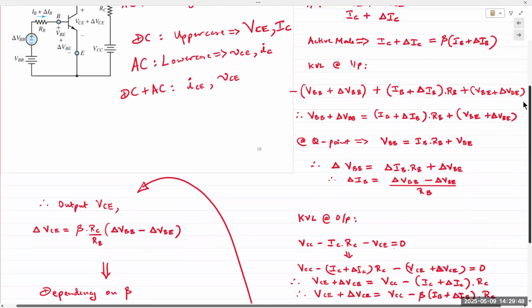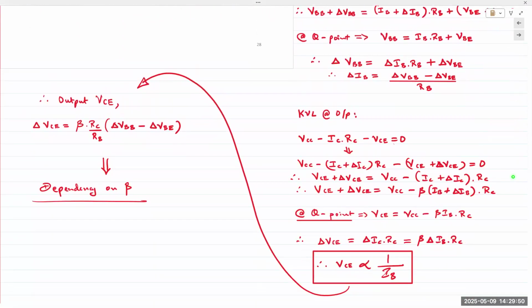Any change in the input will result in a change in the output. Okay. If AC input signal is 0, then output AC signal is also 0. The only thing we obtain in the output is pure DC. Does that make sense to everyone?